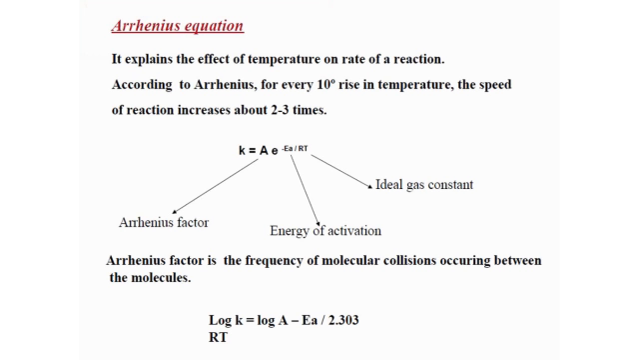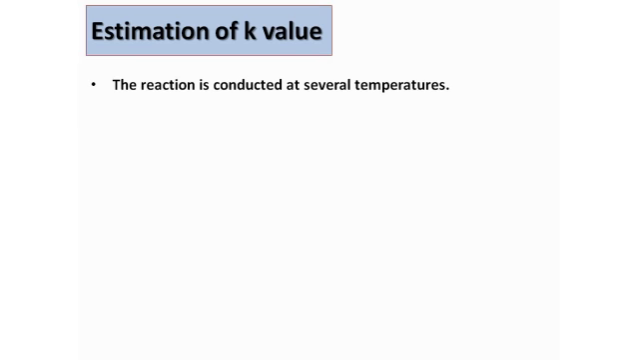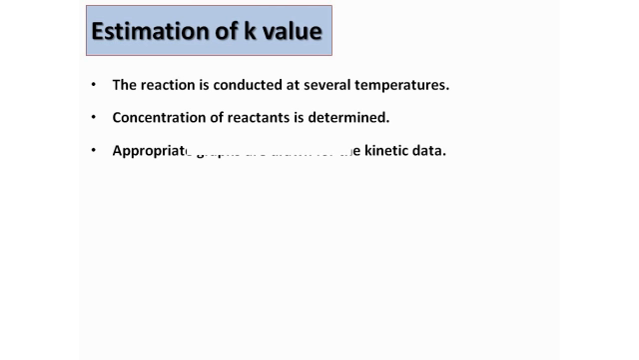So how are we going to determine the value of K? Simply, the reaction is conducted at several different temperatures, right? Next, the concentration of the reactant is determined. Suppose earlier the concentration was 100%. If we have increased the temperature to 70 degrees, the concentration may be 90% or maybe 80%, right? The concentration of the reactant is determined, right?